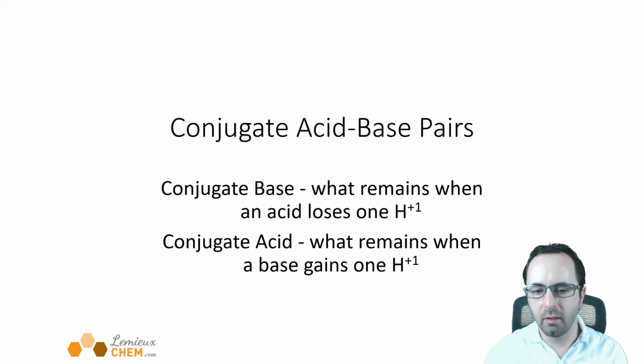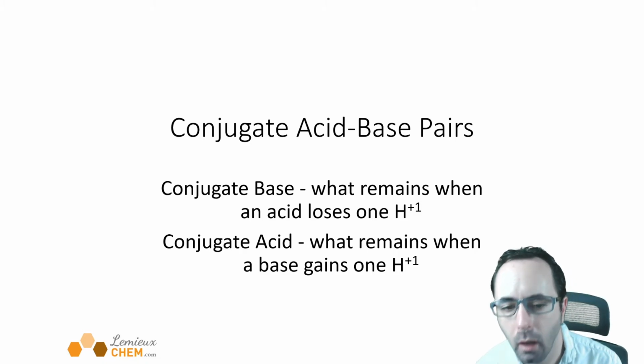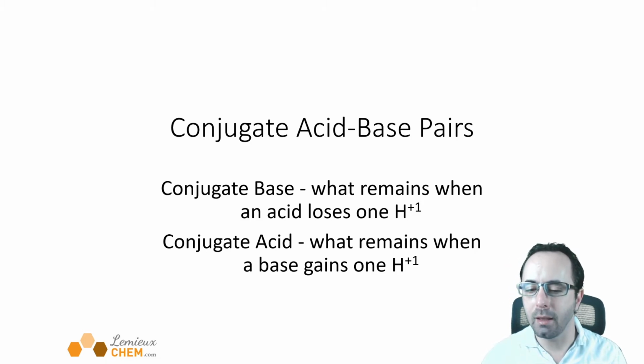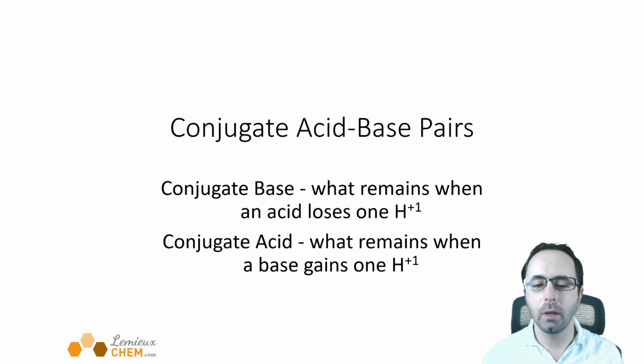Finally, let's talk about the concept of conjugate acid-base pairs. So let's define conjugate base and conjugate acid first. A conjugate base of a substance is what remains of an acid after it loses an H+ ion. And a conjugate acid is the opposite, what remains of a base when it gains an H+ ion. So the difference between a conjugate acid and a conjugate base is 1 proton, 1 H+ ion.